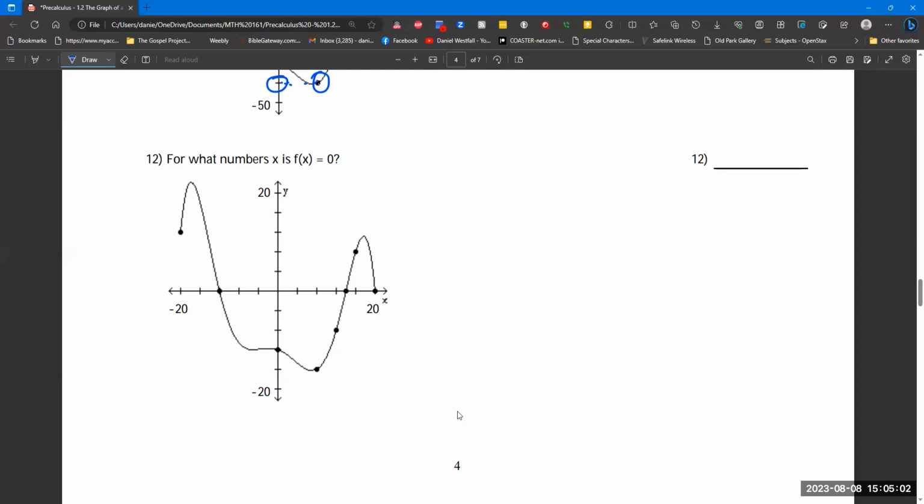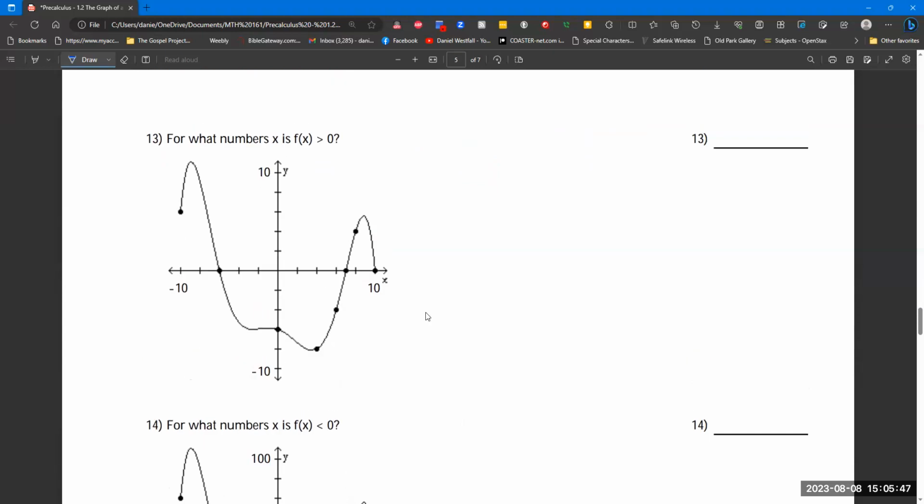So this is -12. And this is somewhere between 12 and 16, looks like halfway between them. So 12 plus 16 divided by 2: 28 divided by 2 is going to be 14. That's about what that is. And then it looks like 20. So these are going to be -12, 14, and 20.